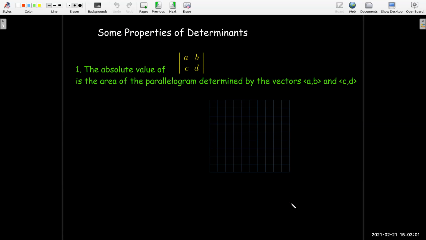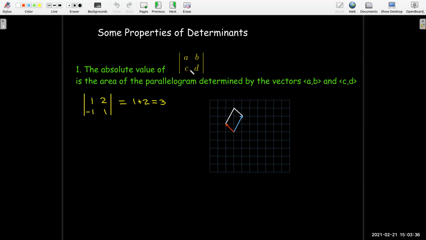Now, some properties of determinants. For a 2 by 2 determinant, the area of the parallelogram determined by the vectors of the row entries is the absolute value of the determinant. So a determinant can be positive, negative, or 0. And so the area here would be, you have to take the absolute value.